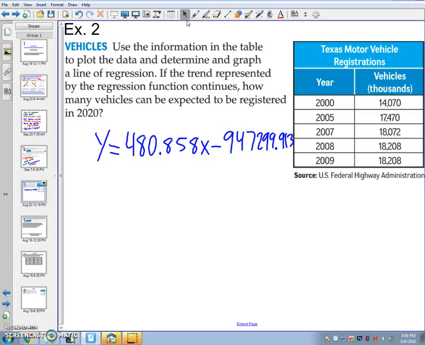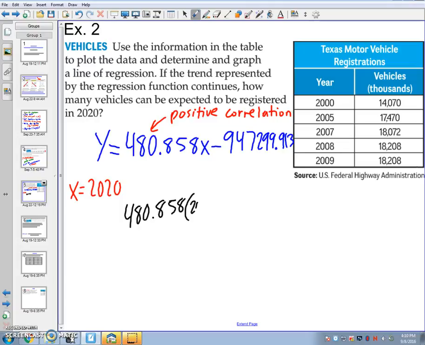I can figure out if there's a correlation or not by the slope. Slope is positive. Positive slope means positive correlation. I could graph that on a line if I wanted to, but they want us to predict for the year 2020. X is our year, so that means x equals 2020. What's y? So I'm going to do substitution, just plug in. So in the calculator, I'm going to do 480.858 times 2020 minus 947,299.913. Again, this is something I put straight in the calculator. I wouldn't even try to do it myself.